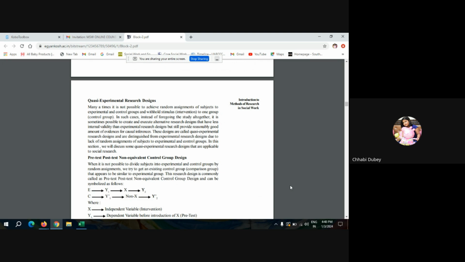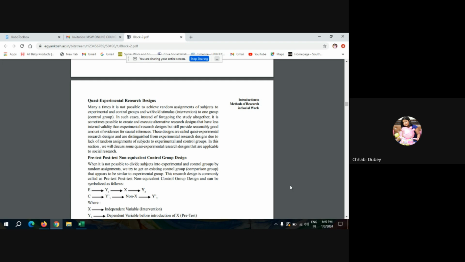After this we come to the quasi-experimental research designs. In these research designs, we will find that many times it is not possible to achieve random assignment of subjects to the experimental and the control groups and withhold stimulus to one group. In the earlier type of research, we were selecting two groups, assigning the stimulus to one group and withholding the stimulus in the other group, that was the control group, and the one in which we were introducing the stimulus was the experimental group.